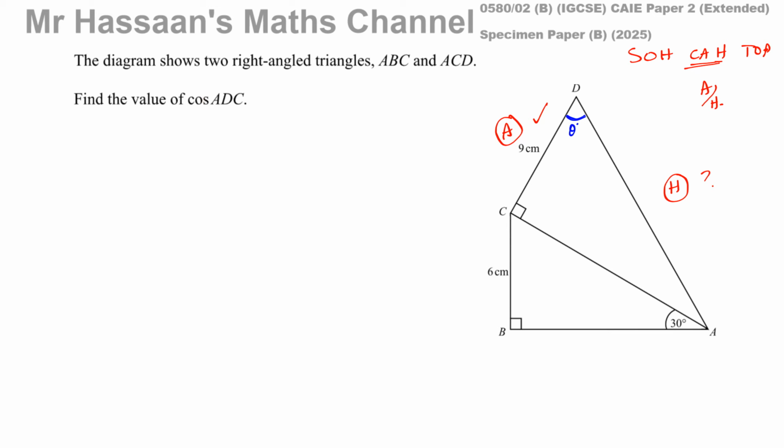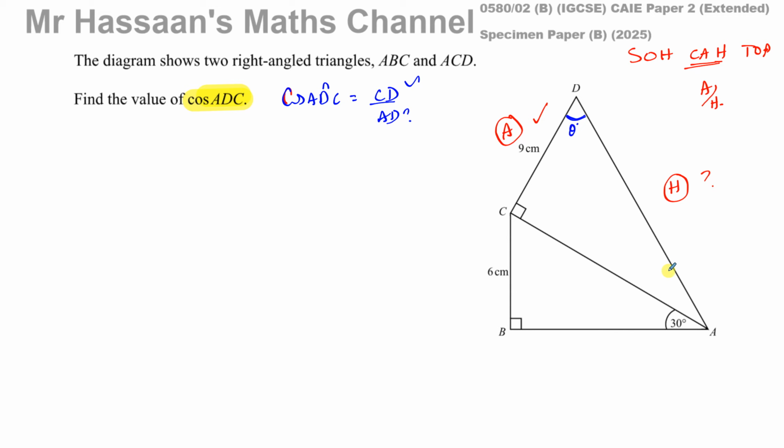Notice that they're not asking us to find the angle ADC, they're asking us to find the value of the ratio of the cosine of the angle, which is basically this length over this length. So cosine of angle ADC is going to be CD over AD. CD over AD will give us what we're looking for. We have CD, we need to find AD.